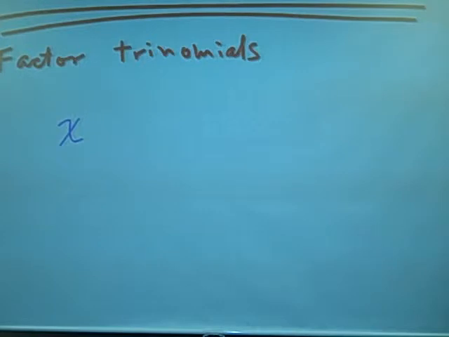Now let's say we want to factor our trinomials. And let's say that we have here x squared minus 12x plus 35. First thing you always want to get into the habit of doing is checking to see if there's a greatest common factor, which there isn't.